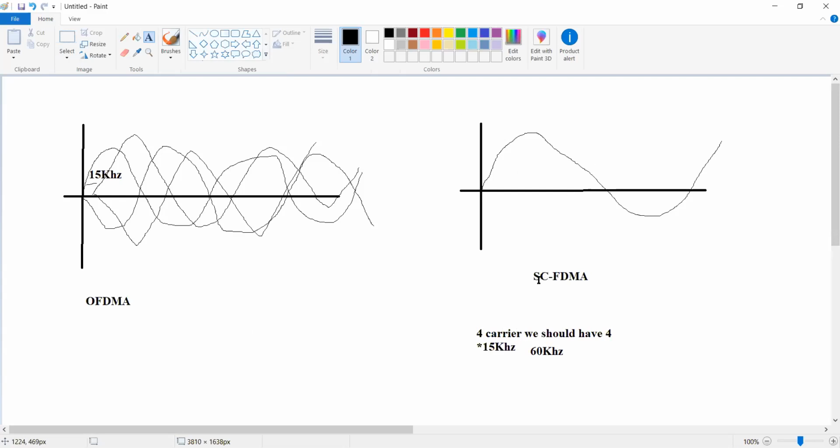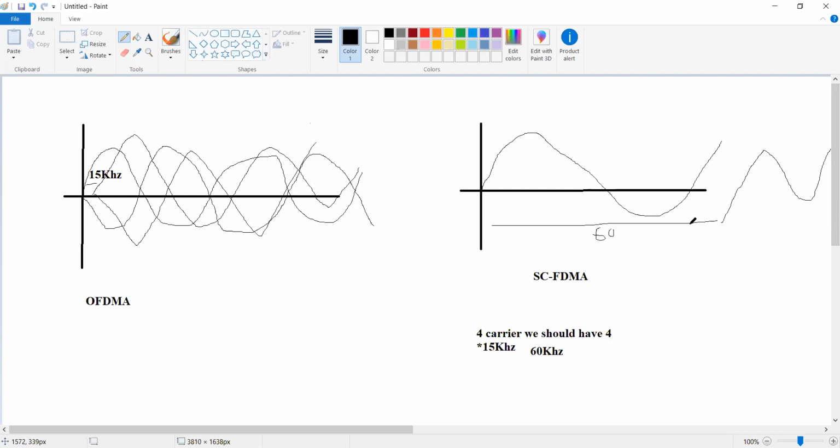But in case of uplink, companies are especially using only one subcarrier, for reasons I will tell you soon. So if you are using these 4 subcarriers, we should maintain a frequency gap of 60 kilohertz. Only after this 60 kilohertz gap can I transfer another subcarrier in SCFDMA.